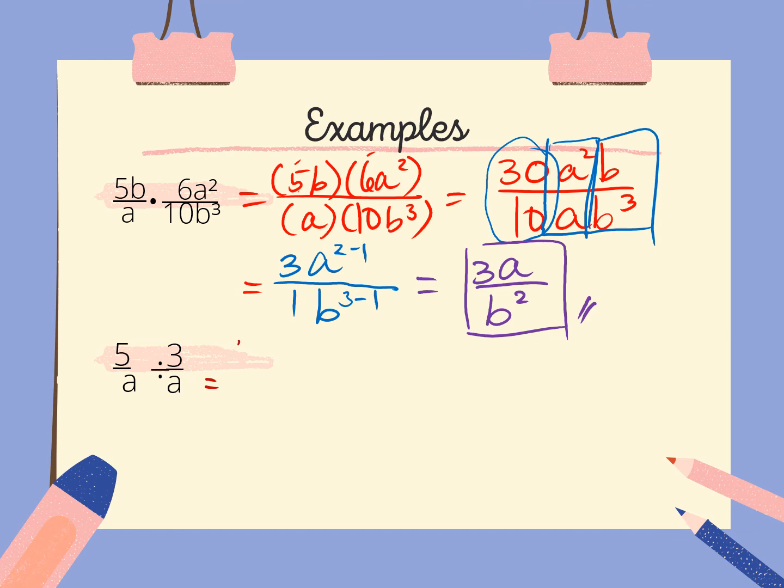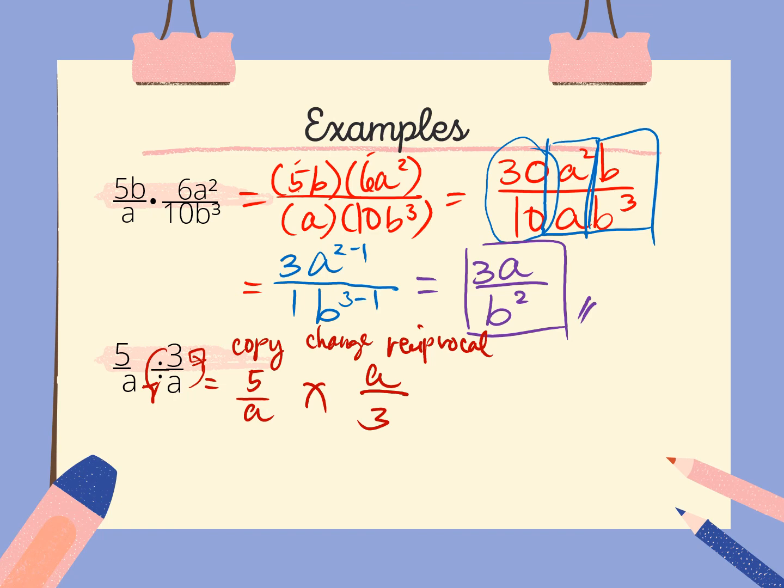So first is to copy. So we have 5 over A. And then for the division, change. We change it to multiplication, so that will be times. And for the second fraction, interchange the numerator and the denominator. That is what we call getting the reciprocal. So from 3 over A, that will be A over 3.